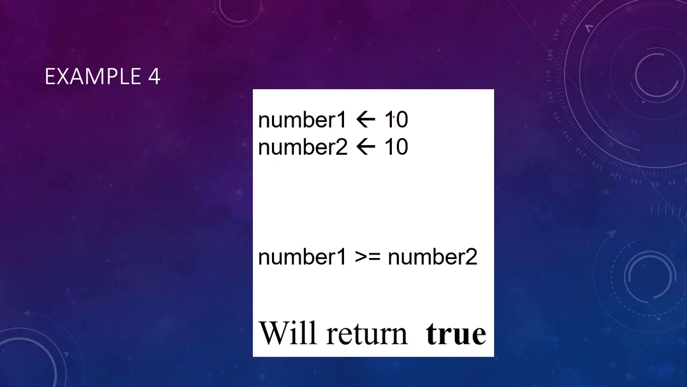Now number 1 is 10, number 2 is 10. In this case, we do number 1 greater or equal to number 2, so it will take 10 up to values higher than 10. Therefore, in this case it will return true.